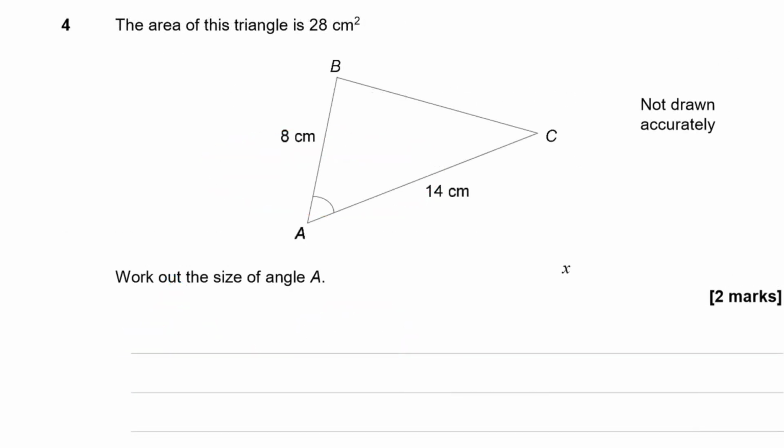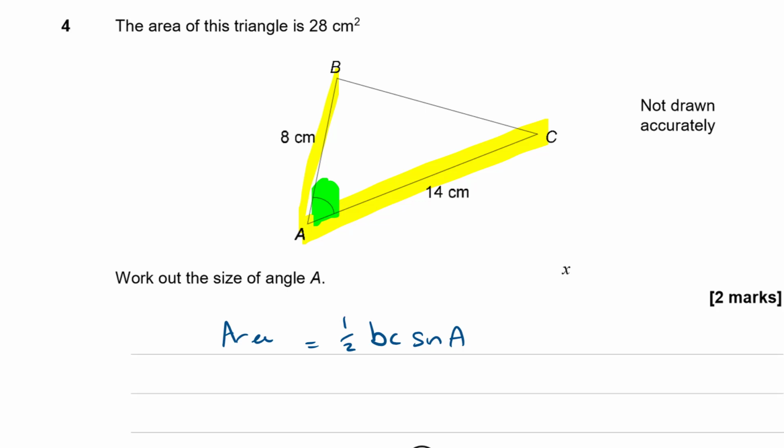Question 4. The area of this triangle is 28 centimeters squared. Work out the size of angle A. Okay, so we looked at this formula last question, didn't we? So the area of a triangle is going to be given by half BC sine A, where B and C are your two sides and A is the included angle in between. Okay, but here we don't know what A is, but we know the area. So we can rearrange this to make sine A the subject of the formula, and then use inverse sine to find the angle. So let's try rearranging it first.